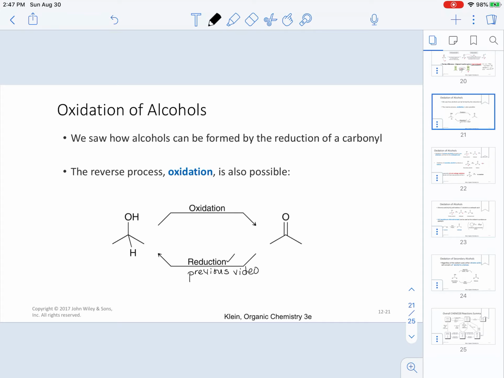Instead of reducing to form the alcohols, we can take those alcohols and oxidize them and produce those carbonyl functionalities. Mainly, we are going to be focusing on the production of ketones and aldehydes.